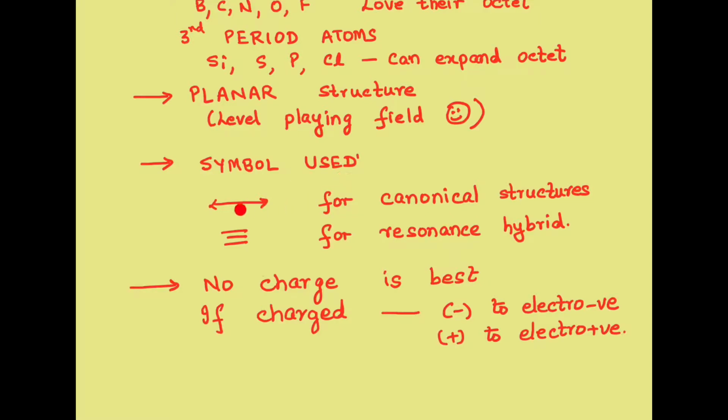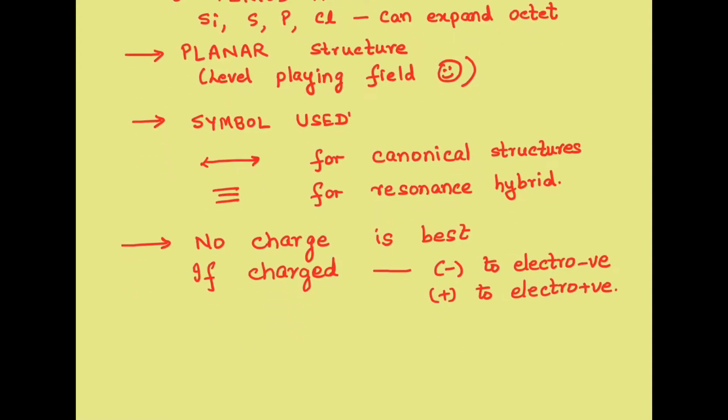What are the symbols used? We use a double-headed arrow to separate canonical structures, and we use triple dashes in order to represent a resonance hybrid. When you draw the canonical structures, if there is no formal charge on the atoms, that will be the best structure. If there are charges on the atoms, then a structure in which the negative goes to an electronegative atom and a positive formal charge to an electropositive atom is considered better than the situation reversed.